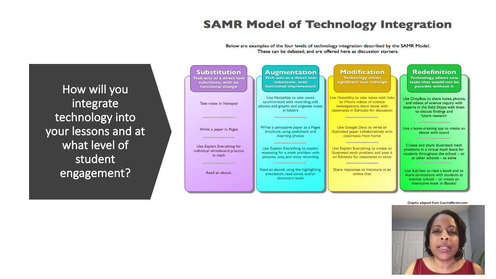I would like to end this video with the slide of the SAM-R model. Please keep this forefront in your lesson planning and completing your assignments. We're going to revisit this over and over again because it's a great tool to use as you develop your TIP.